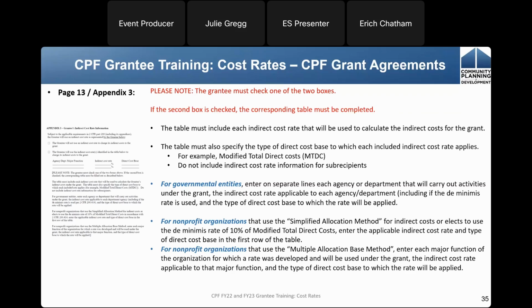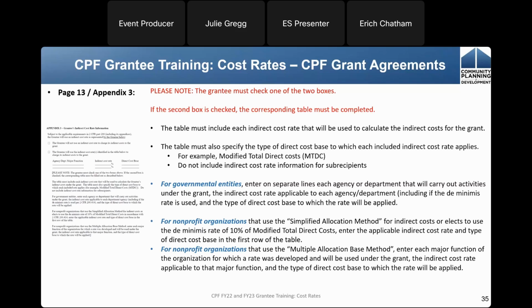You do not need to include any indirect cost rate information for subrecipients if you have subrecipients. For governmental entities, enter on separate lines each agency or department that will carry out activities under the CPF grant, and then the indirect cost rate applicable to each agency or department, including if the de minimis rate is used, and the type of direct cost base to which the rate will be applied.